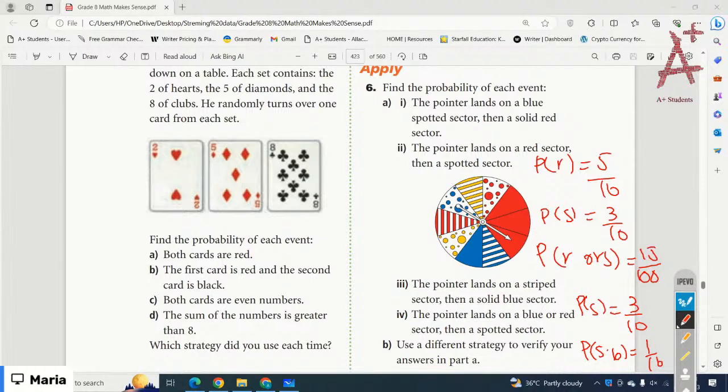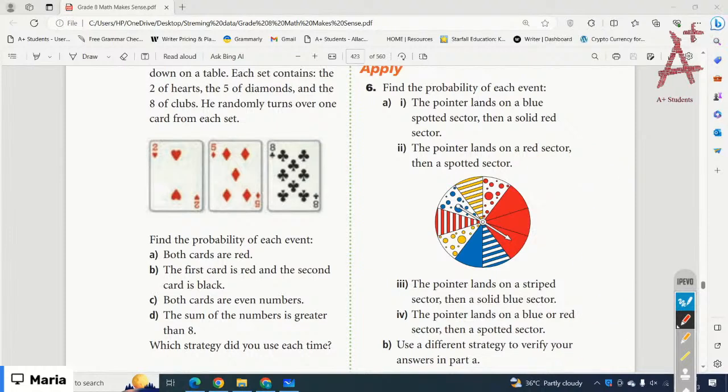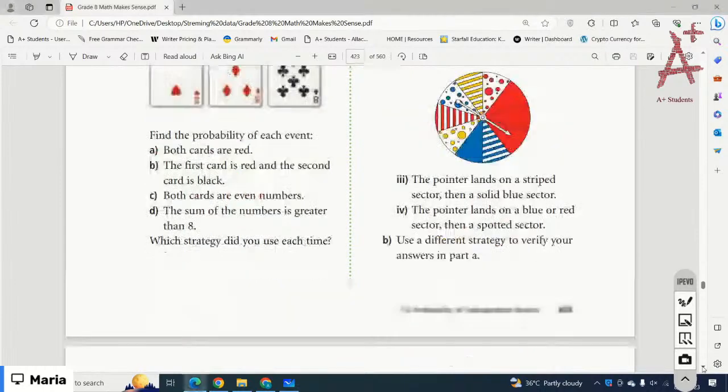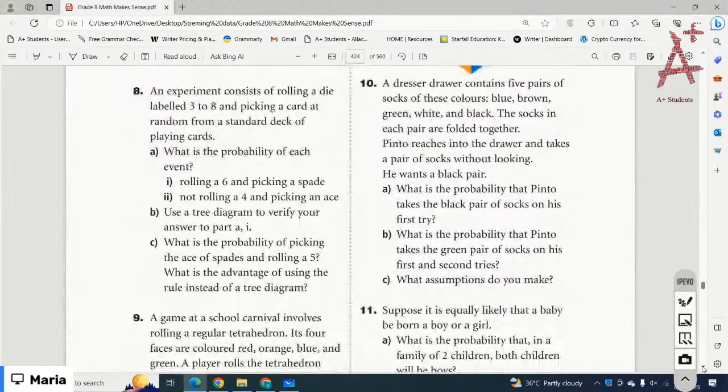Okay, you can do the same part by yourself. You have to do the same thing. Let's just move on to the next one. Let's start with question number 8.